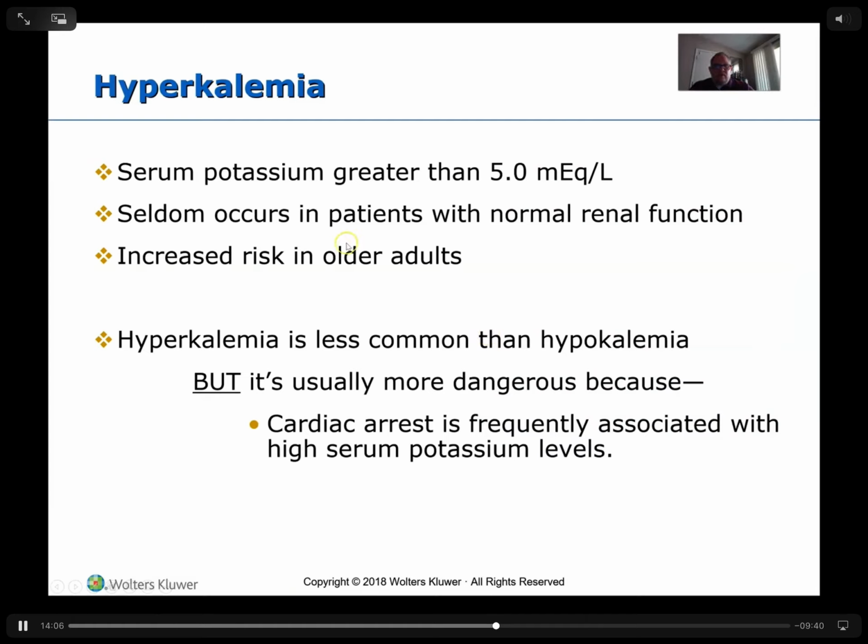Hyperkalemia, you're worried about your potassium greater than 5. It seldom occurs in patients with normal renal function because, like I said, your kidneys will help regulate your potassium as well. But there's an increased risk for older adults. Hyperkalemia is less common than hypokalemia, but it's more dangerous because cardiac arrest is frequently associated with high serum potassium levels.